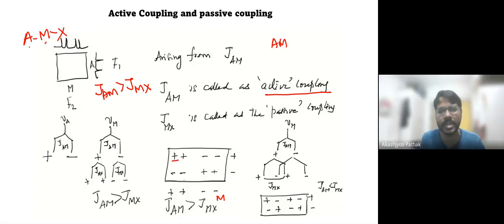Now if you multiply these two, what do you get? Plus plus will give you plus, plus plus again will give you plus, minus minus will give you plus, minus plus will give you minus, and minus plus will give you minus, so you will get this type of signal. So basically you have two components in the F1 dimension and four components in the F2 dimension, so 2 into 4, you will get 8 components. Now, if you consider that the JAM coupling is less than the MX coupling, then what will happen?